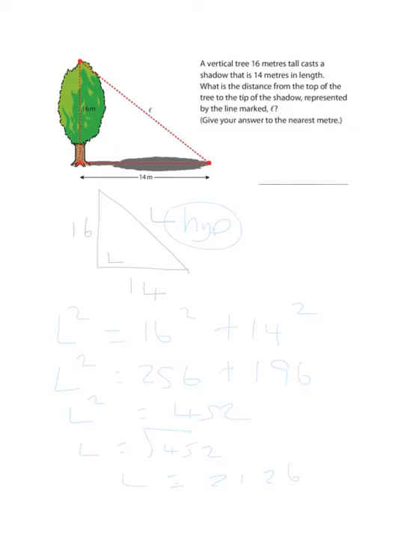And then in that one, I just realised that you must always read every part of the question. It says give your answer to the nearest metre. So we had 21.26. So my final answer would be 21 metres, giving it to the nearest metre.